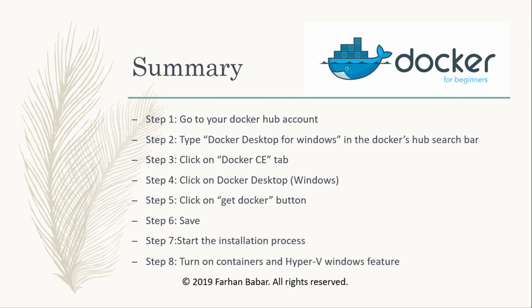Summary. Go to your Docker Hub account. Type Docker Desktop for Windows in the Docker Hub search engine. Step 3. Click on Docker CE tab. Step 4. Click on Docker Desktop for Windows. Step 5. Click on Get Docker button. Step 6. Hit Save.